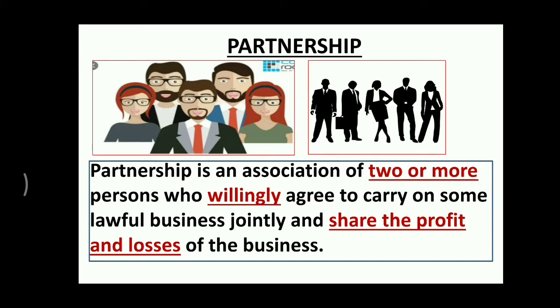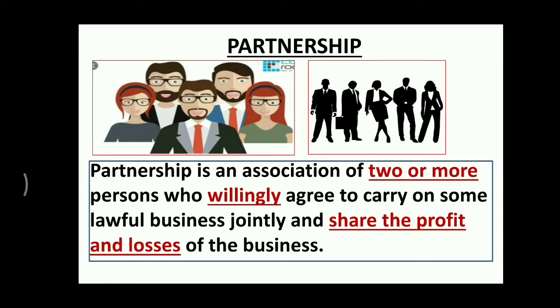Now, what is partnership? Partnership is an association of two or more persons. That means for forming a partnership, two or more persons are required, because one person can't form a partnership. So a minimum of two members are required for forming a partnership, and "more" here refers to a maximum of 50 who willingly agree. And partnership is a result of an agreement.